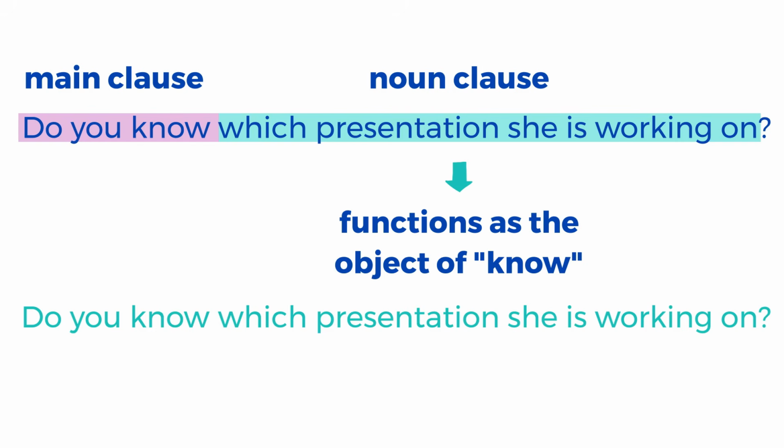And here is the key rule. In noun clauses, we use direct statement word order, not a question word order. So inside the noun clause, the structure stays subject plus auxiliary plus verb, "she is working on," or subject plus verb, depending on the tense and the type of action.